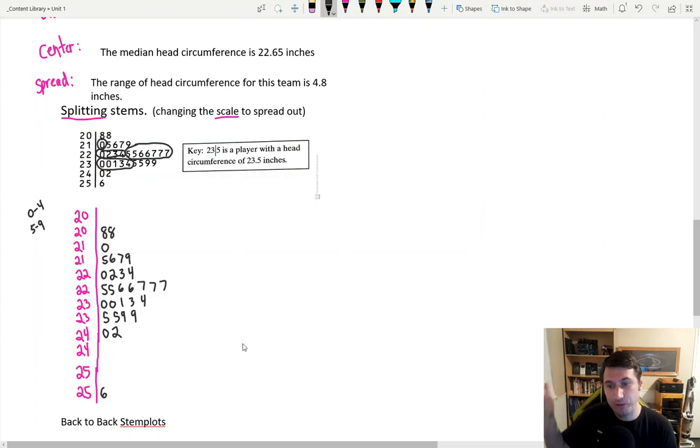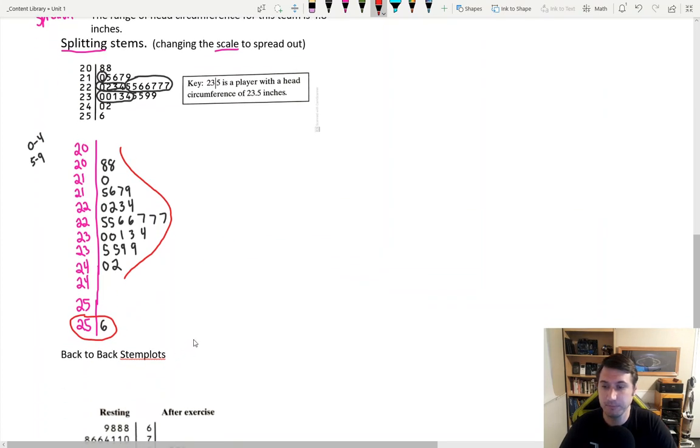And so here, hopefully you can see the shape is still roughly symmetric, but because we spaced it out, now it almost looks like there might be an outlier. This one looks pretty far away, so you might now say that 25.6 is a possible outlier. So sometimes you need to spread out your stem plot to see more information.